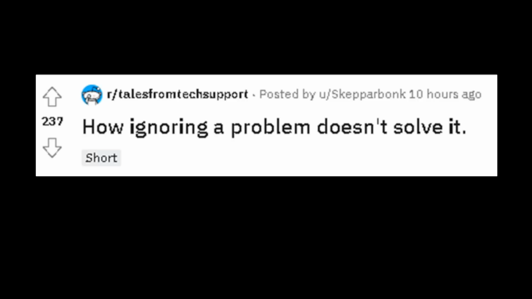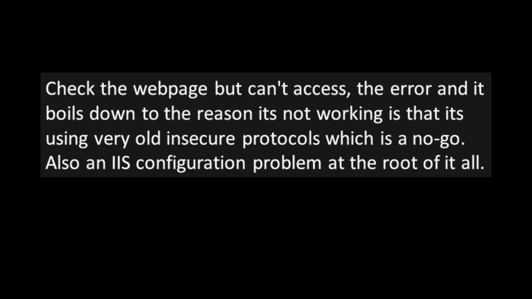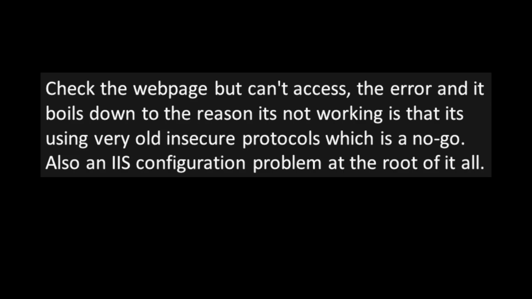How ignoring a problem doesn't solve it. Got a message from a user regarding a web page not working properly and how it's very important. I checked the web page but can't access the error, and it boils down to the reason it's not working is that it's using very old insecure protocols, which is a no-go. Also, an IIS configuration problem at the root of it all.